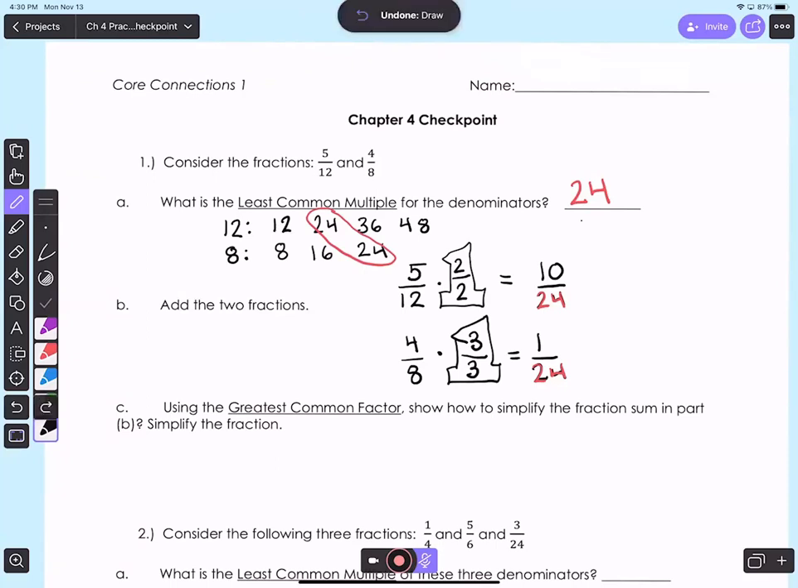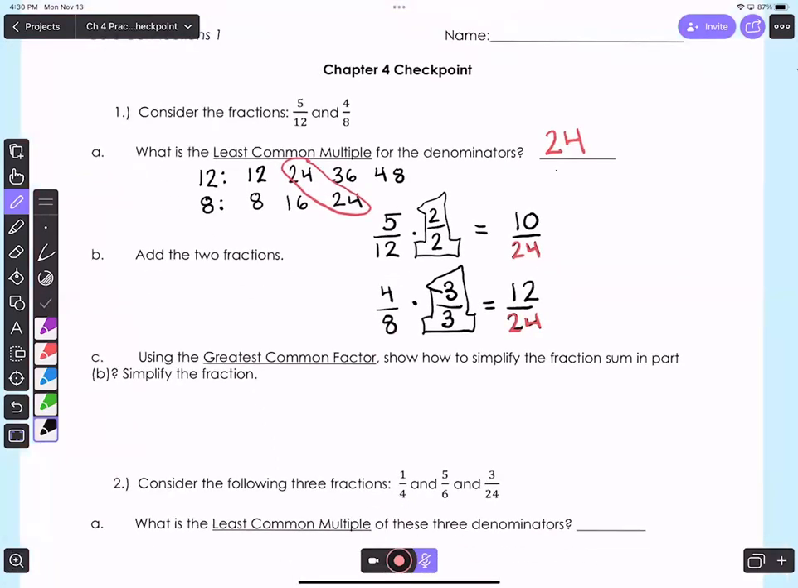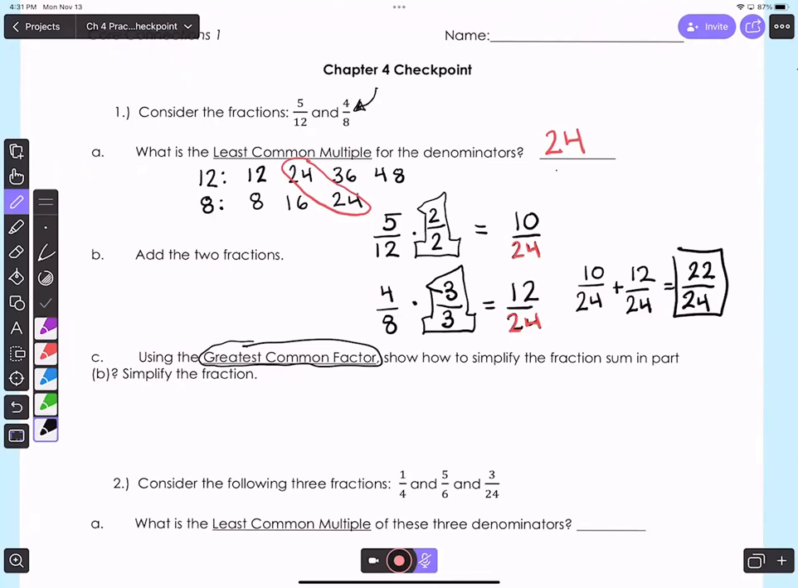Now, some of you may have noticed we could have simplified the fraction ahead of time. I would suggest not doing that for the quiz because we're having you do each step layer by layer, but that can be a really good strategy. Now that they have the same denominator, we can add them. Make sure you just add the numerators so we get 22 over 24. Then you see if there's a greatest common factor. So if you simplified it ahead of time here, you wouldn't have this step at this point. So that's why we're doing it in this order.